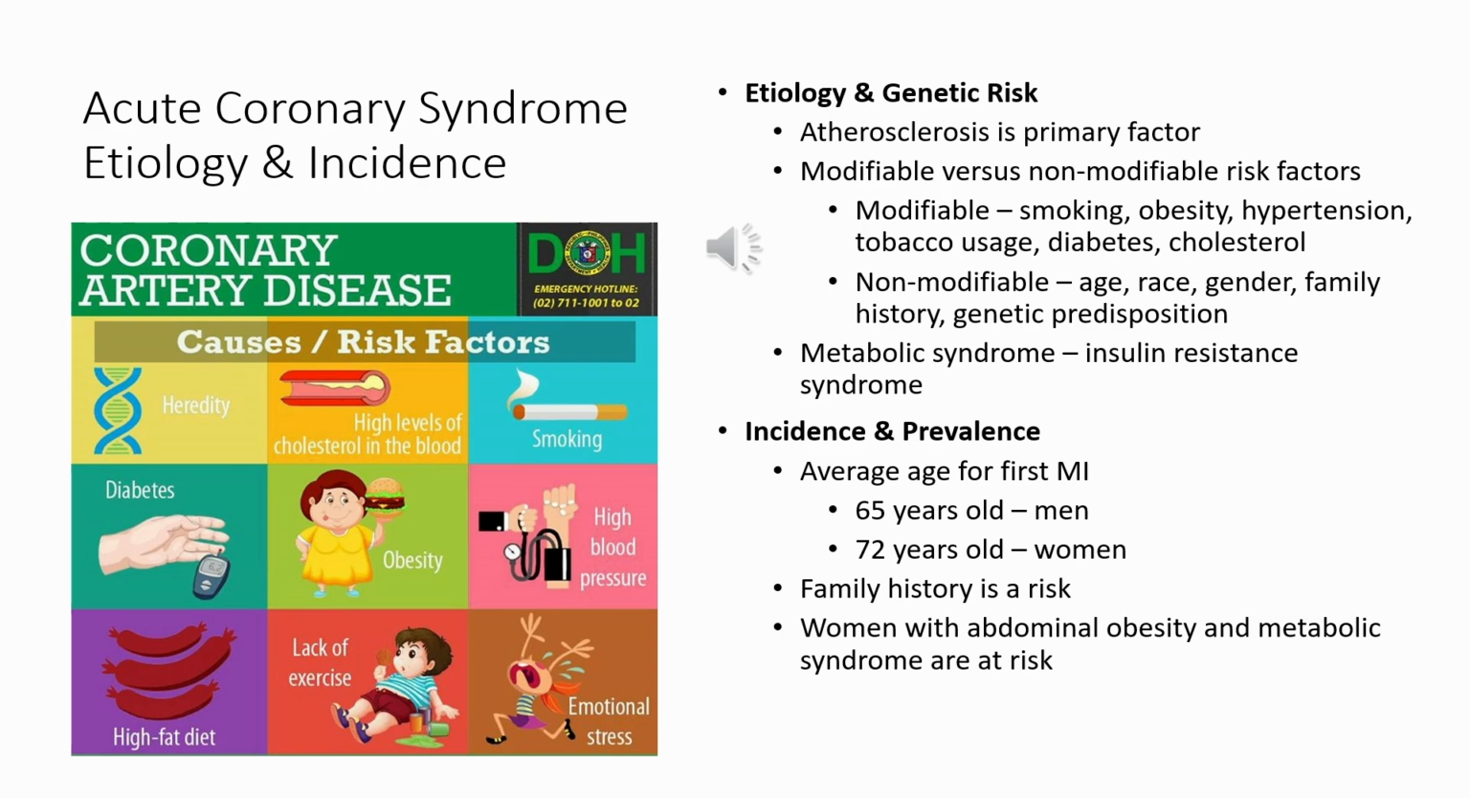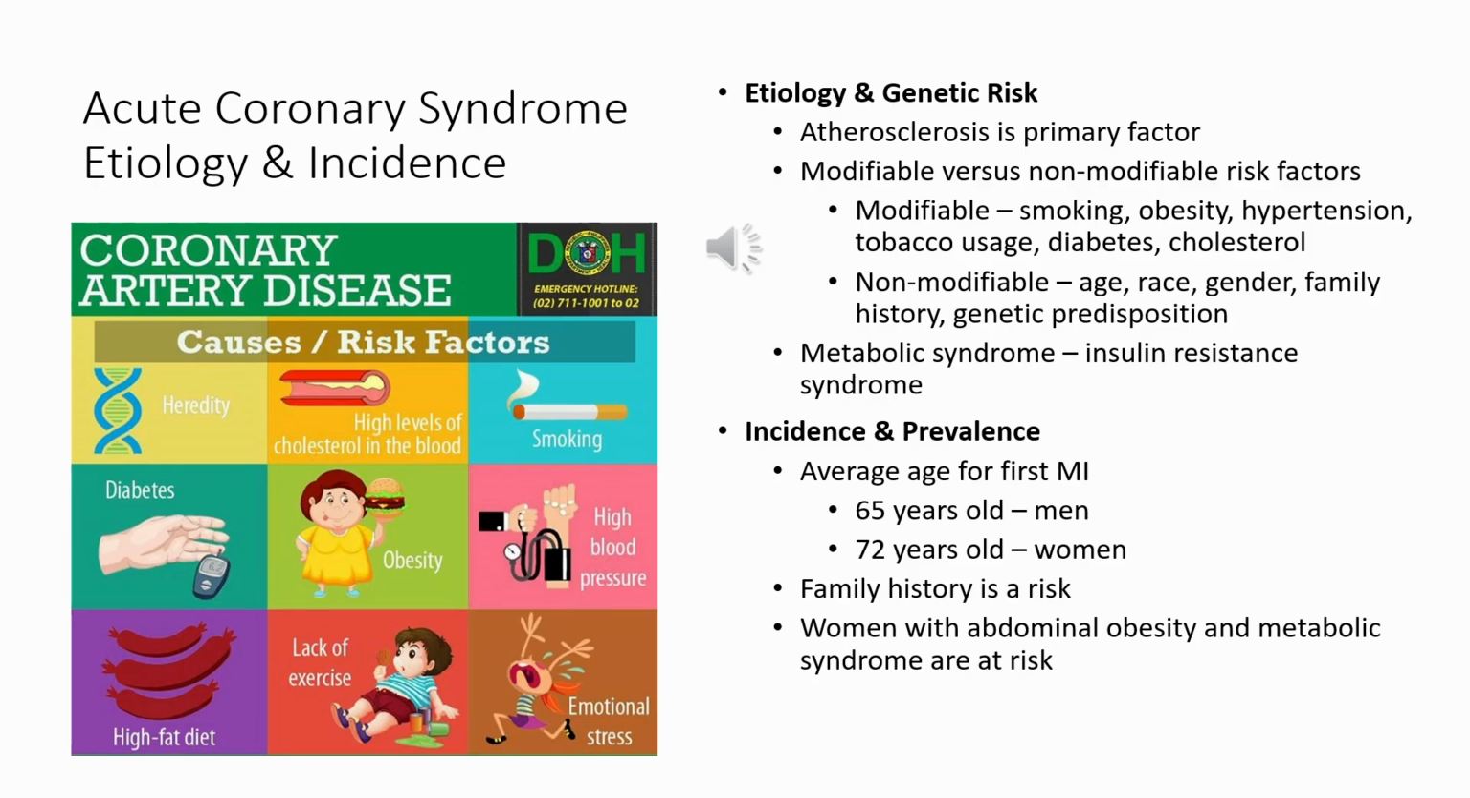Another significant risk factor is metabolic syndrome, also called insulin resistance syndrome. So this is diagnosed when a person has at least 3 of the following things: central obesity, high blood pressure, hyperglycemia, high triglycerides, and a low HDL, which is the good cholesterol. Women with abdominal obesity and metabolic syndrome have a particularly high risk for developing coronary artery disease and acute coronary syndrome.